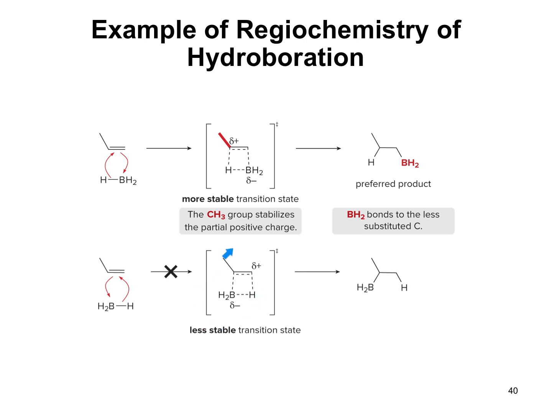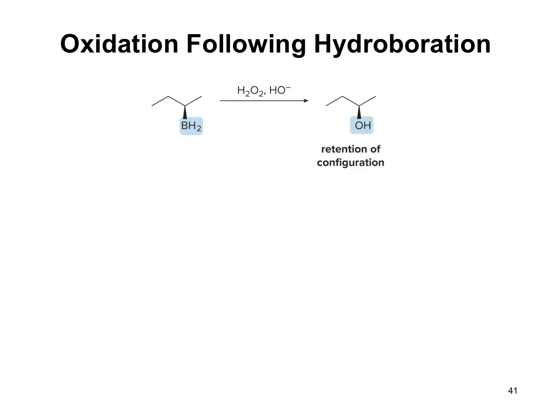And so that's what makes this transition state less stable than this transition state here. So two big things explain why we see this particular regiochemistry. One is steric effects, and two is electronic effects. Now, this is just the first part of a hydroboration oxidation reaction. We have not talked about oxidation yet. So we have oxidation that follows the hydroboration.